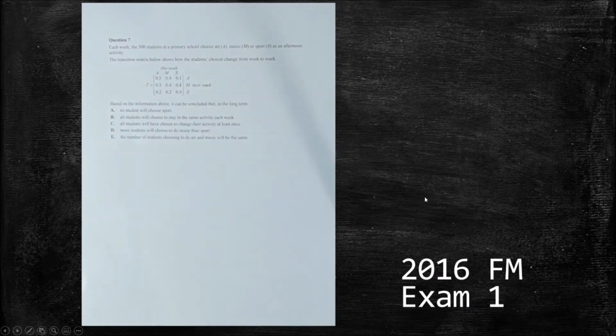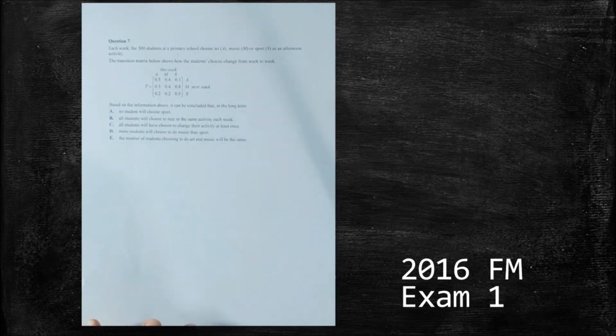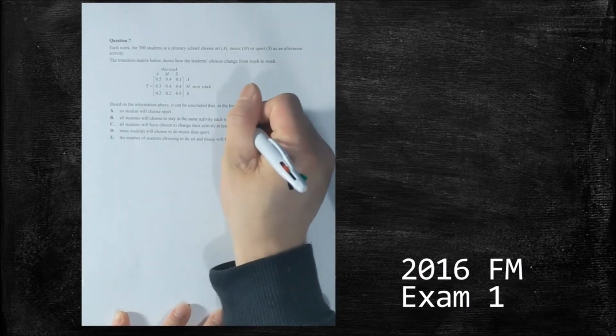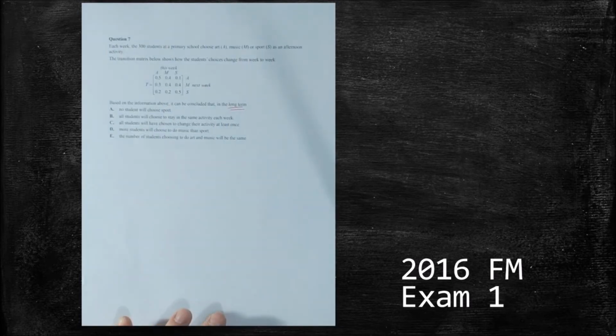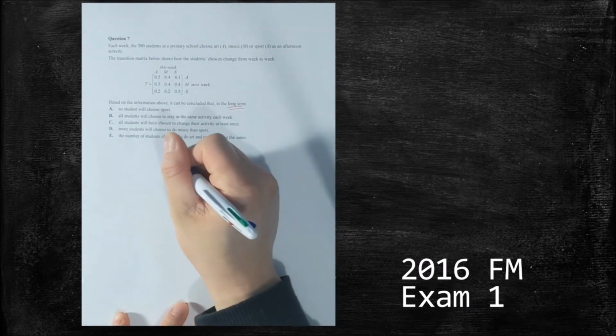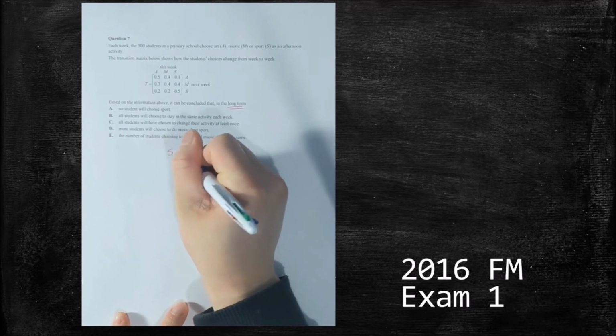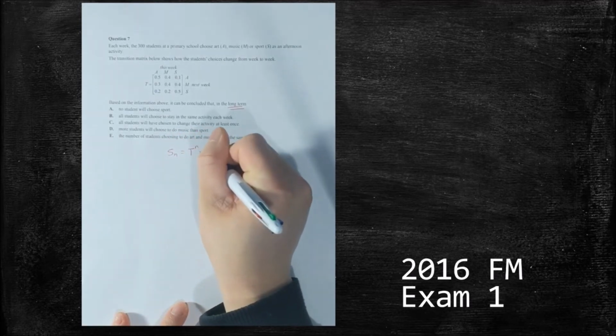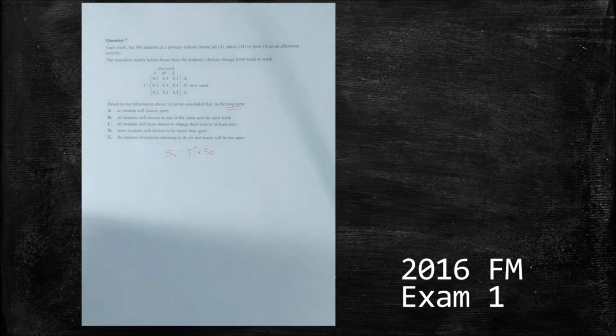Hello, so this is 2016 Further Maths Exam 1, question 7. Each week, the 300 students at a primary school choose art, music, or sport as an afternoon activity. The transition matrix below shows how the students' choices change from week to week. Based on the information above, it can be concluded that in the long term. The key word is long term. Long term, you're looking for a steady state. So the formula was Sn equals T to the power of n times S naught. So let's have a look.